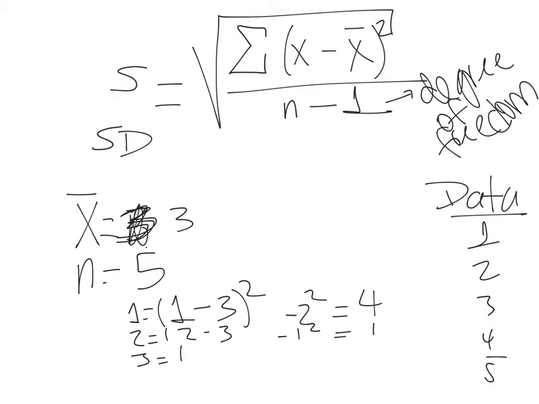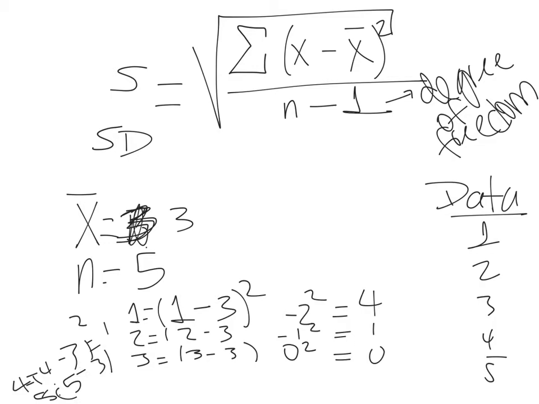For 3, it would be 3 minus 3 squared, that would be 0 squared. We know that is 0. But then for 4, that would be 4 minus 3 squared, that would be 1 squared, that would be 1. And then for 5, that would be 5 minus 3 squared, that would be 2 squared, that would be 4. I hope you're following me.